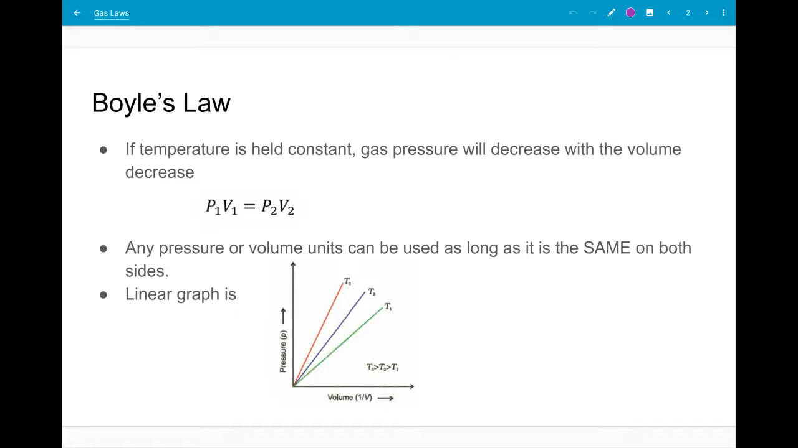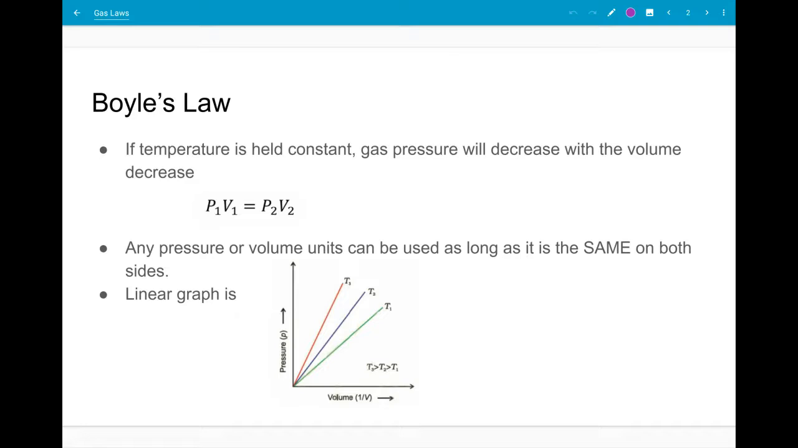So if we hold temperature constant, what we find is that there's a relationship with gas pressure and volume, and what we find is that P1 V1 equals P2 V2. So pressure times volume equals pressure times volume. And so one could be initial, two could be final, or it could just be two different pressures and two different volumes. So for this gas law, you can use any pressure or any volume units as long as it's the same on both sides.